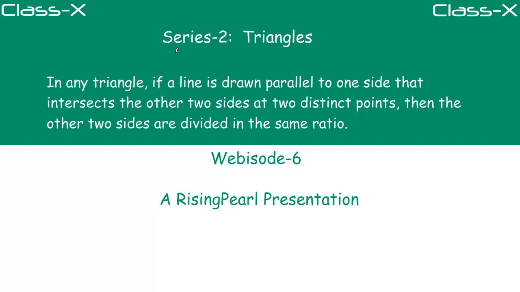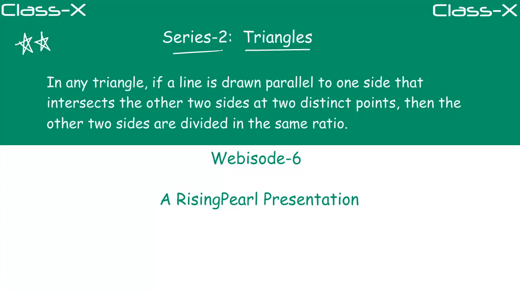You know that we are talking about our series 2 where we are learning more about triangles. This is webisode number 6, and friends, today we are going to learn about this very important theorem on triangles. So the theorem goes like this. In any triangle, if a line is drawn parallel to one side that intersects the other two sides at two distinct points, then the other two sides are divided in the same ratio.